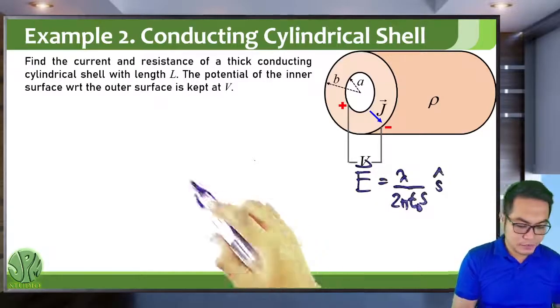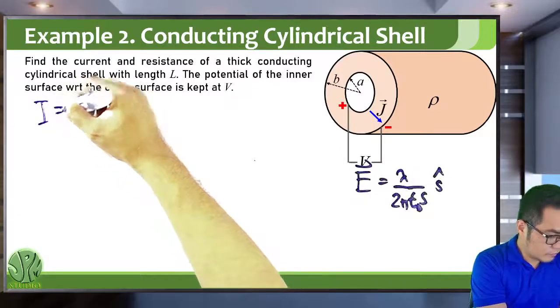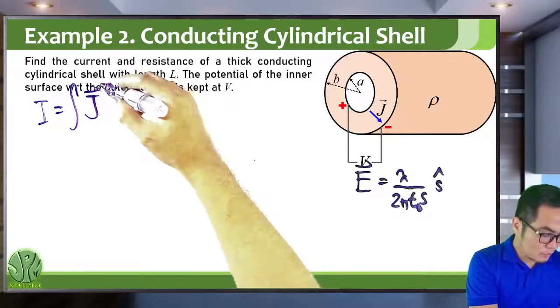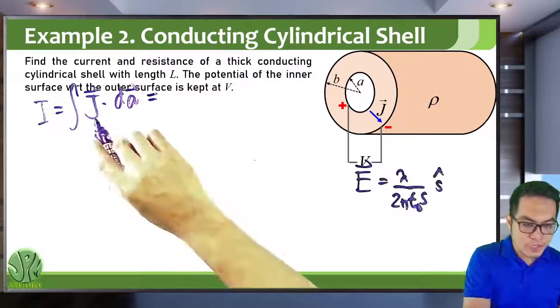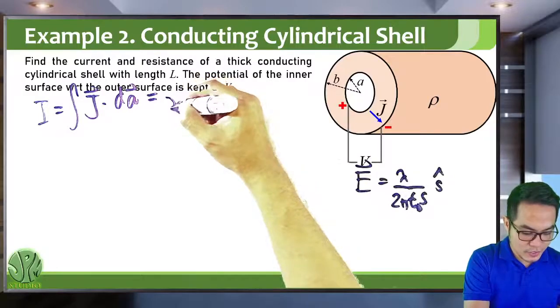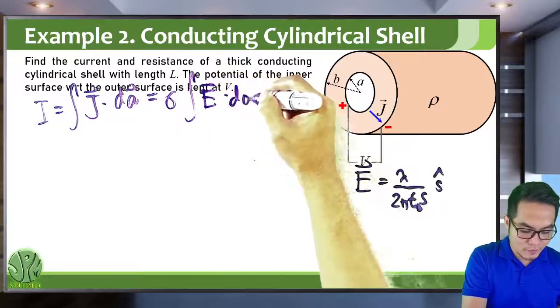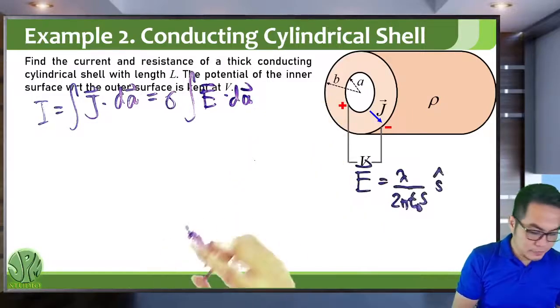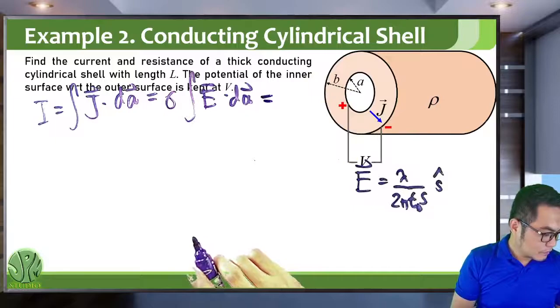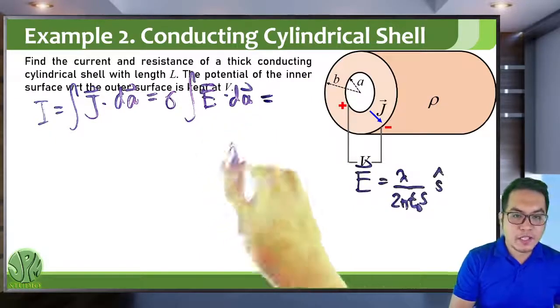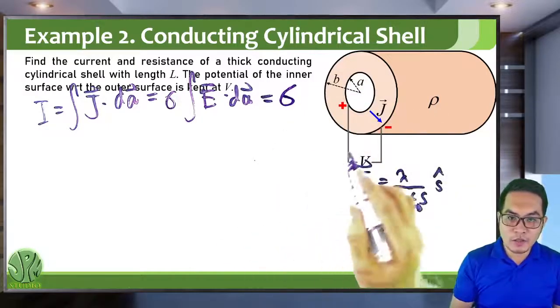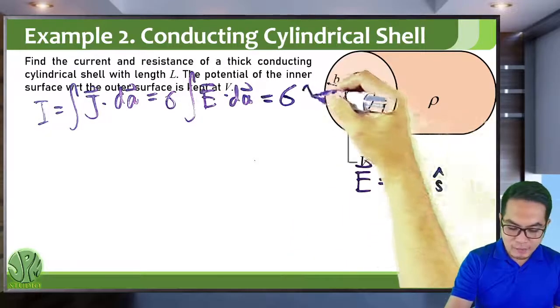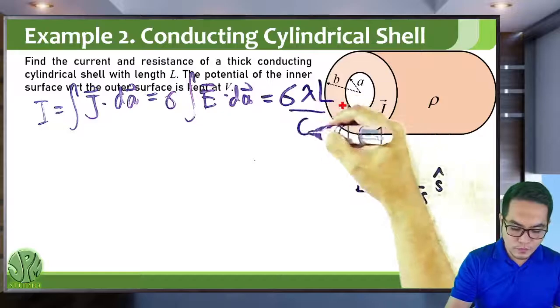Okay, so to solve for the current, it's just the volume current density J dot dA. And since from Ohm's law J is just sigma E, we get the integral of sigma E dot dA. And this is basically Gauss's law, the integral of E dot dA, which is just equal to the charge enclosed over epsilon naught. So you will get sigma times the charge enclosed over epsilon naught, where for a line charge the charge enclosed is lambda times L.